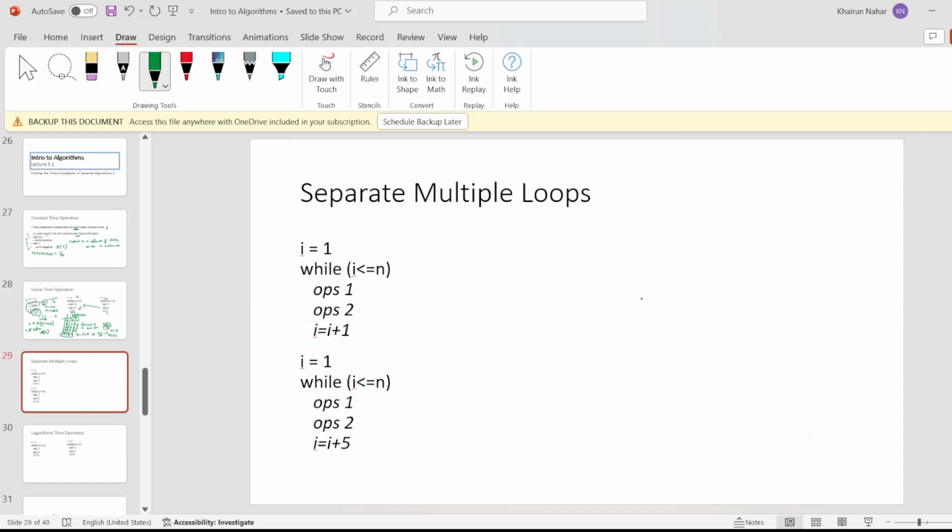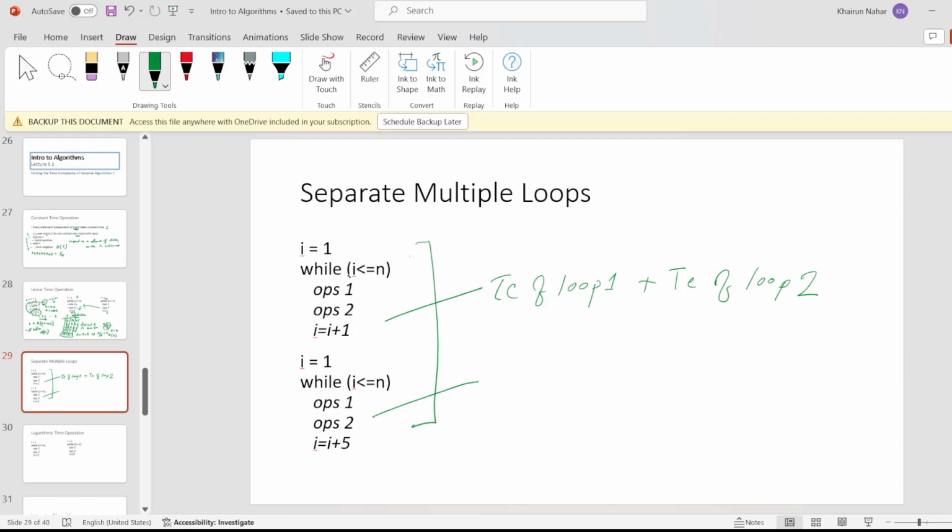Now we have a program where we have two separate loops, not nested. So how to find the time complexity of such programs where we have multiple separate loops? The answer is easy. Find out the time complexity of the first loop, find out the time complexity of the second loop, and just add them up. So you have TC of loop 1 plus TC of loop 2.